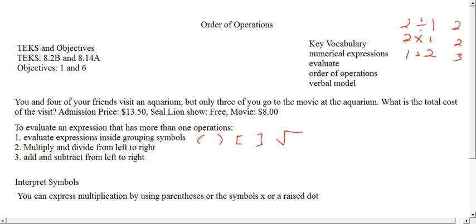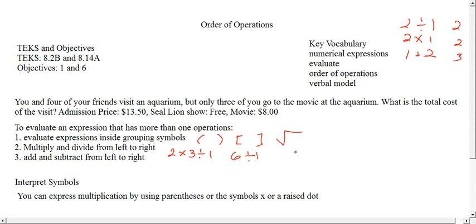So let me get you to understand this. If you are working a problem that says 2 times 3, divided by 1, it says to multiply and divide from left to right. From the left, meaning looking at this problem, you would multiply 2 times 3 first, and that would give you 6, and then 6 would be divided by 1. You're multiplying from left to right.